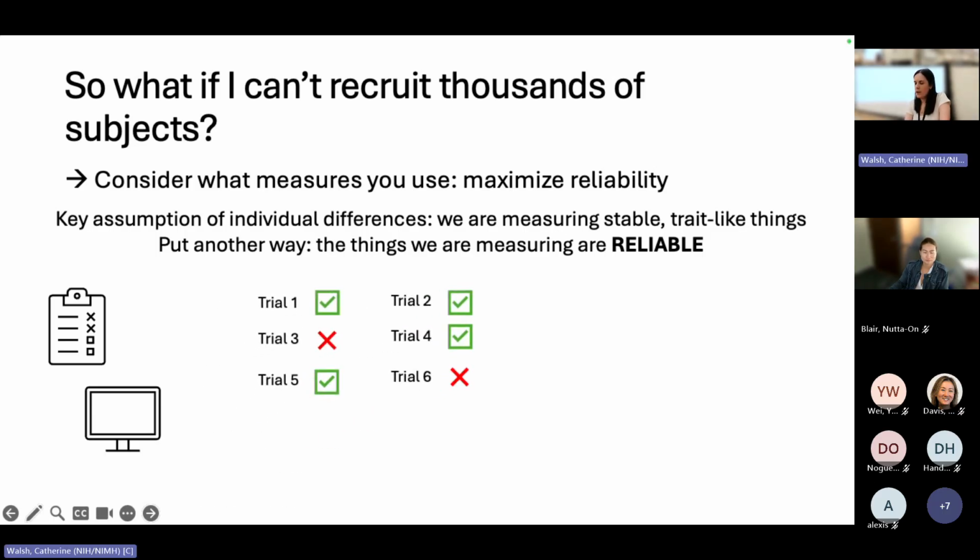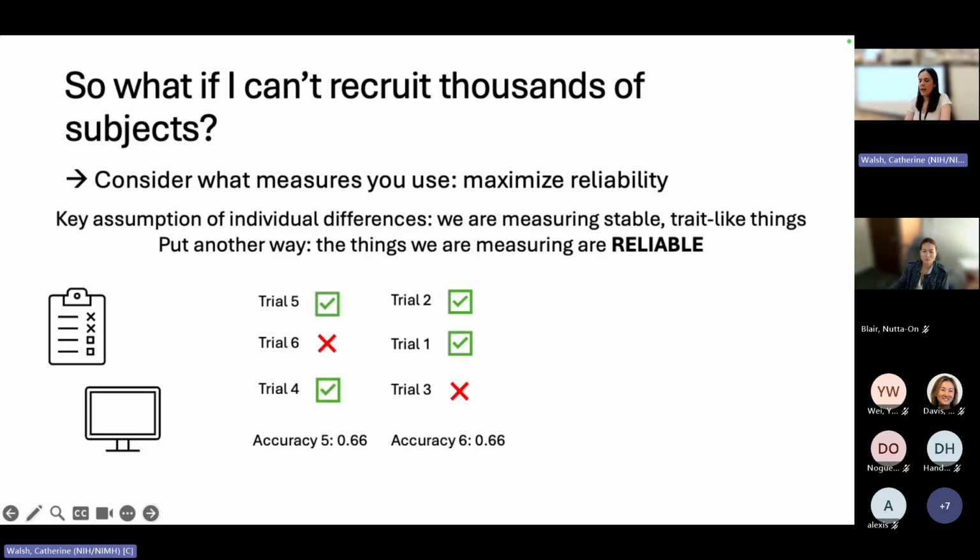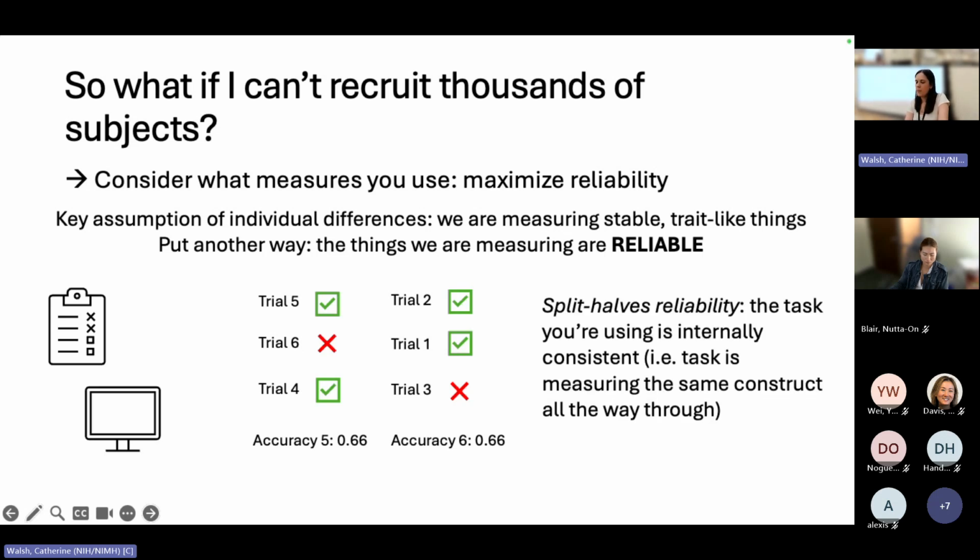But say we take a subset of trials. Maybe we split out even and odd trials, we calculate accuracy on each of those samples, and we get the same accuracy on both of those subsets. We can shuffle our trials again, do the same, get the same accuracy, and again, and we can do this any number of times. And if a task is internally reliable, we'll get mostly the same accuracy across any number of trial splits. This type of reliability is called split half reliability, and a high split half reliability suggests that a task is internally consistent.